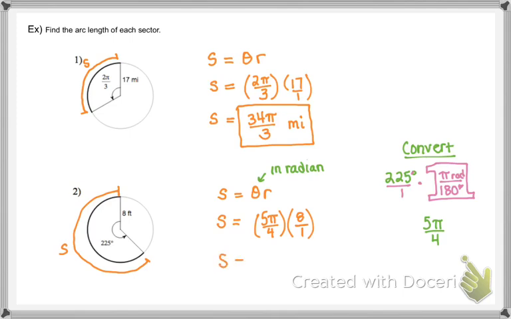Okay, and then I just multiply across. Or you could do 8 divided by 4 first and then times 5. Or you could do 5 times 8, which is 40, divided by 4, which is 10 pi. So the distance of that arc that is formed by the 225 degree angle is 10 pi feet. That's my unit. All right, so same formula to find the length of any arc. Arc length is the central angle times the radius. Make sure that the angle that you're putting into the formula is in radians. So if they give it to you in degrees, you have to convert it first.